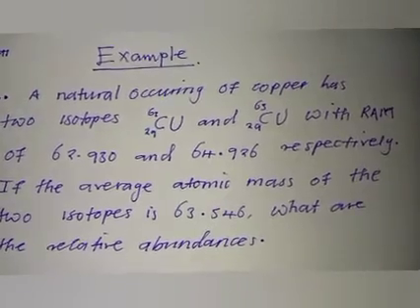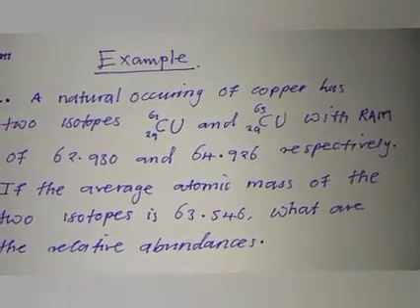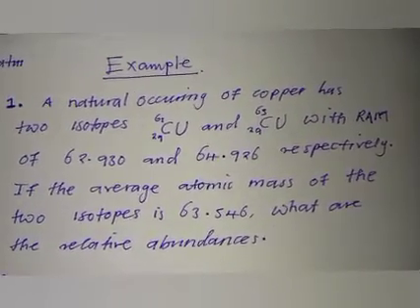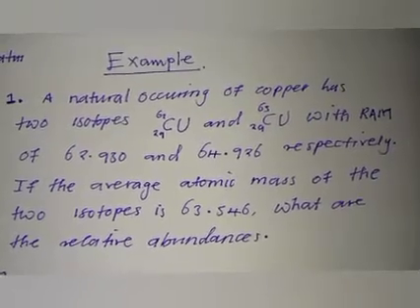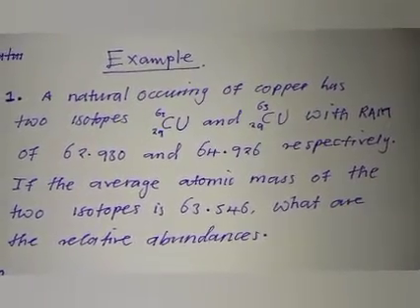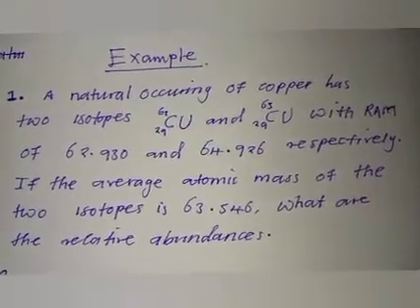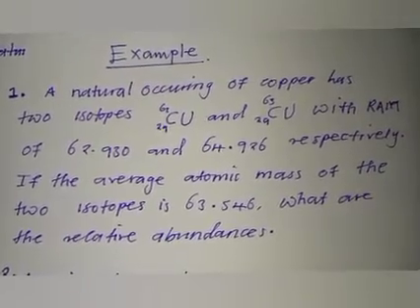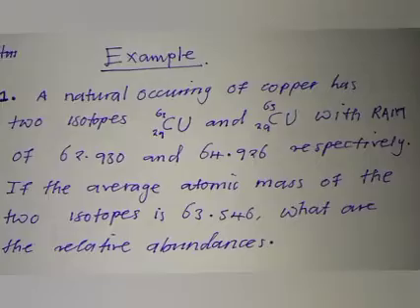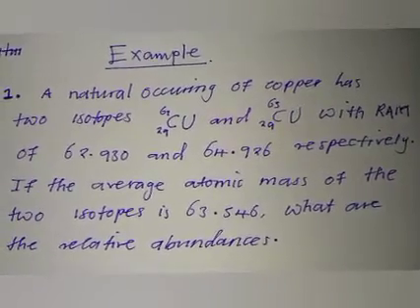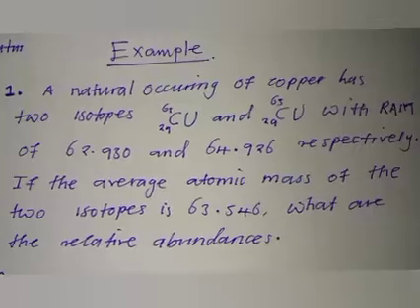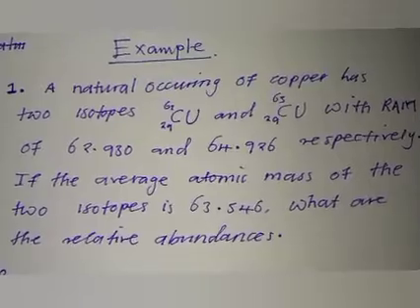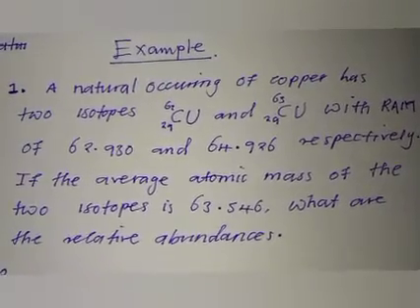Our first scenario is this question whereby they're saying a naturally occurring copper has two isotopes, one with 63 as the mass, with the proton number of 29, and the other isotope with 65 as the mass, with 29 as the proton number. These two are called isotopes of copper with the relative atomic masses of 62.930 and 64.926 respectively, meaning that the first isotope has the relative atomic mass of 62.930, and the last one has 64.926.